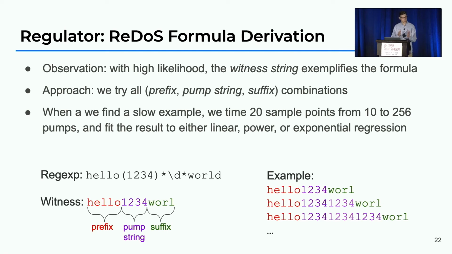From here, we actually just perform a heuristic scan over the witness string that we extracted from the fuzzer, and we try to find a pump string which, when repeated, causes significant slowness. Once we find that pump string, we sample several different points, and we use a model fitting procedure to figure out which of the three curves I mentioned before best describes it.